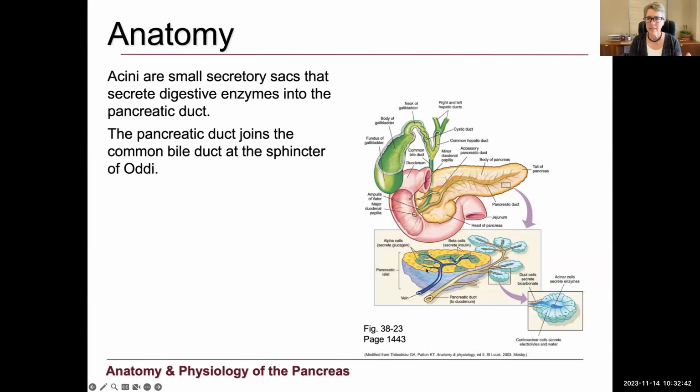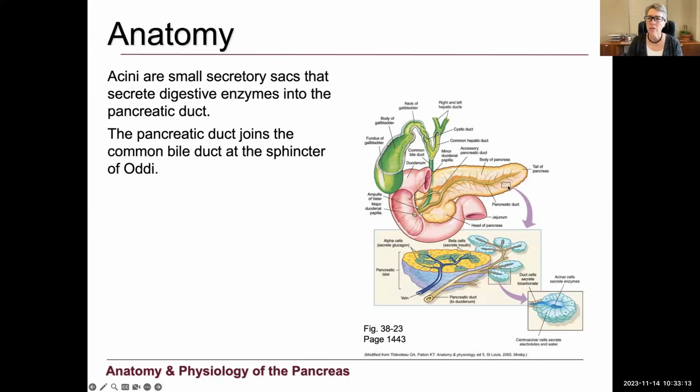So we can't see acini on this picture here, but they would be all around these little ducts on either side of the large pancreatic duct. Here they are blown up. And so this is an acini or acinar sac. And you can see these are secretory cells around the outside. It's like a gland. The acinar cells secrete stuff into the middle of that gland, and then the fluid drains out here and then goes into the main pancreatic duct.